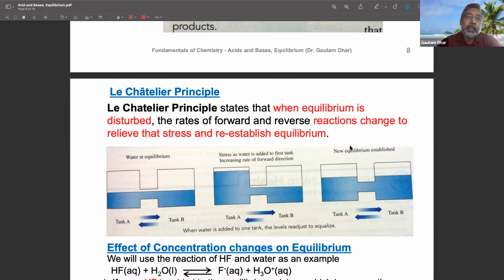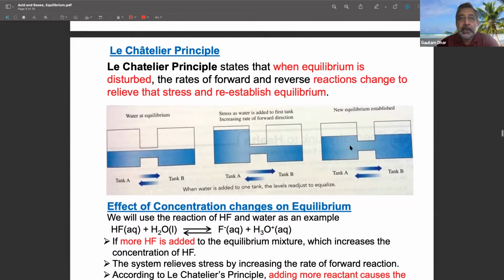Now, you can easily understand this with this nice two-tank situation here. There's tank A and tank B, and they're connected, and this is like our reaction. We can think of the left tank A as the reactant and the right tank B as the product. There's a reversibility between them, so water can move in both directions. Now, what happens if I add water? That means if I add reactant to the left tank.